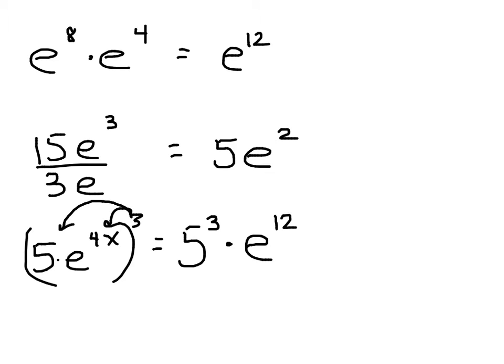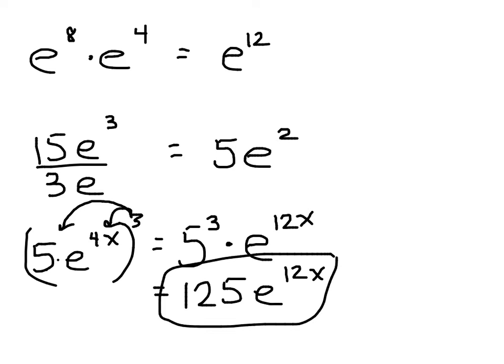What's 4x to the third? 12x. Then to clean it up a little bit, what's 5 to the third power? 125. E to the 12x. Now, what most people get wrong with a problem like that is they tell me it's 5e to the 12x. They get the e part right, but not the 5. So be careful. Okay, that's 4, 5, and 6 on the screen right now.